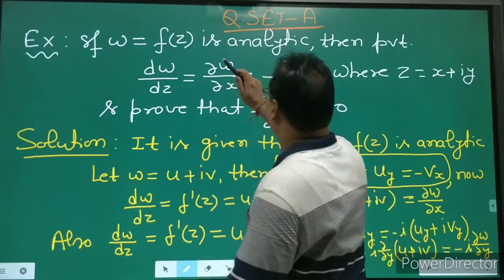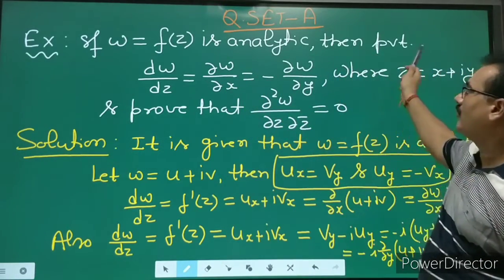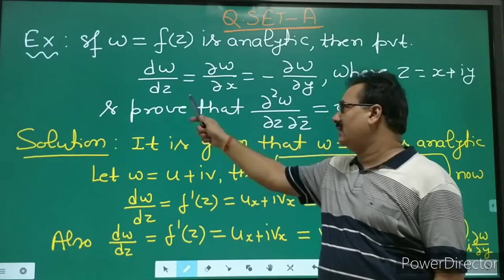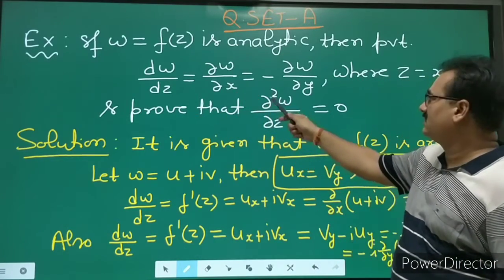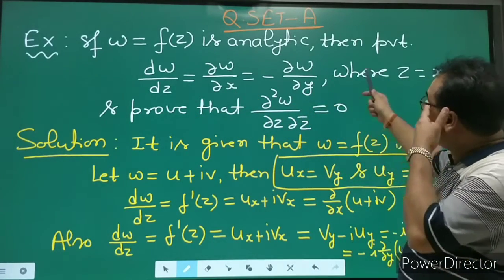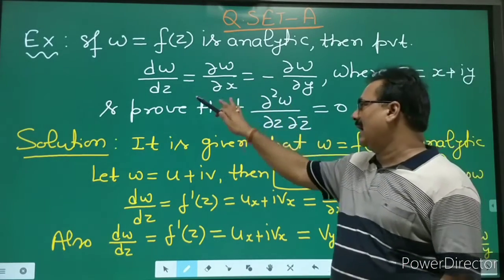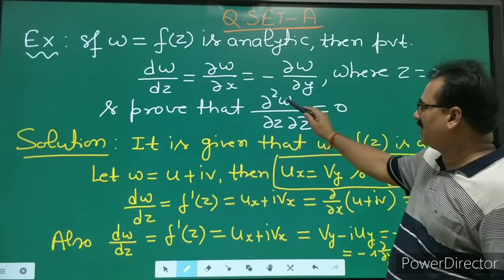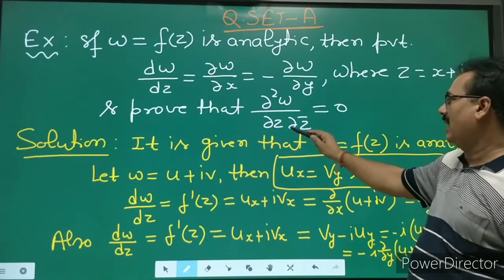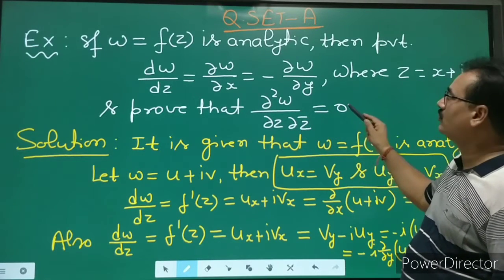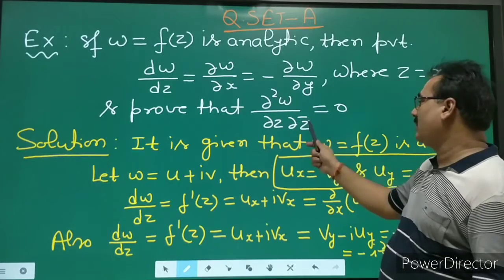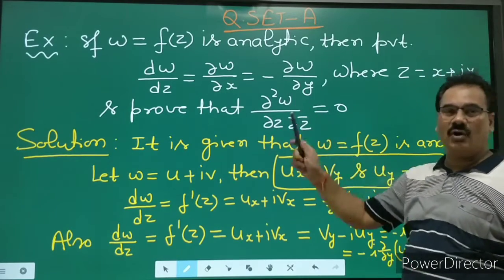If W is equal to f(z) is analytic, then prove that dw/dz is equal to ∂W/∂x is equal to minus ∂W/∂y, where z is given, that is x plus iy. And also prove that the second derivative of W, that is ∂²W/∂z∂z̄, is equal to 0. Here z̄ is the complex conjugate of z.